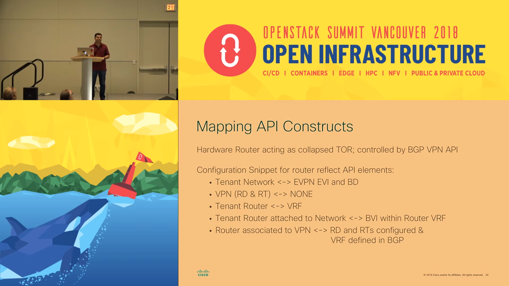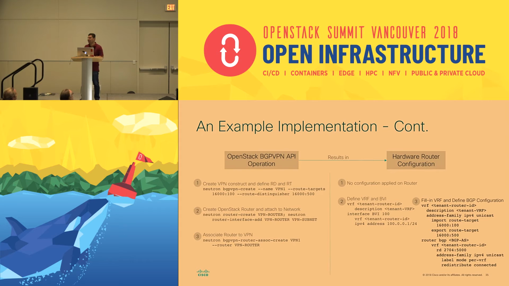What makes a change is when you create, for example, in the case of an L3 VPN, a router. That gets translated to a VRF on the top of rack, and attaching a tenant network to a router essentially means creating a BVI, or bridge virtual interface, on the top of rack and associating that to the VRF. And finally, when you want to attach your network or a router to the VPN itself, you are essentially configuring your RTs in the BGP session and making sure that your VRF actually knows about that.